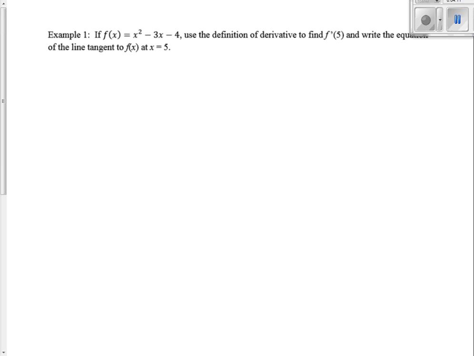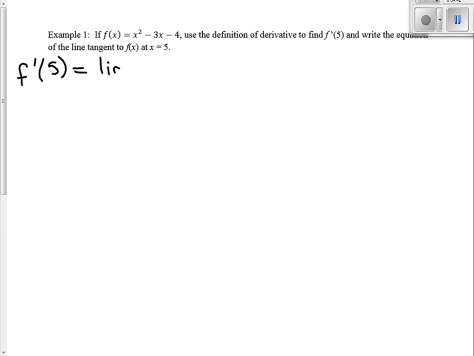So let's do this first example. We have a function, and we are asked to use the definition of derivative to find f prime at 5, and then we also are asked to actually write the equation of the line tangent to f of x at x equals 5. And if I want to write the line tangent to the graph, I first need the slope of that line, which the derivative is going to give me. So first identify what it is we're finding. In this case, it is f prime of 5.